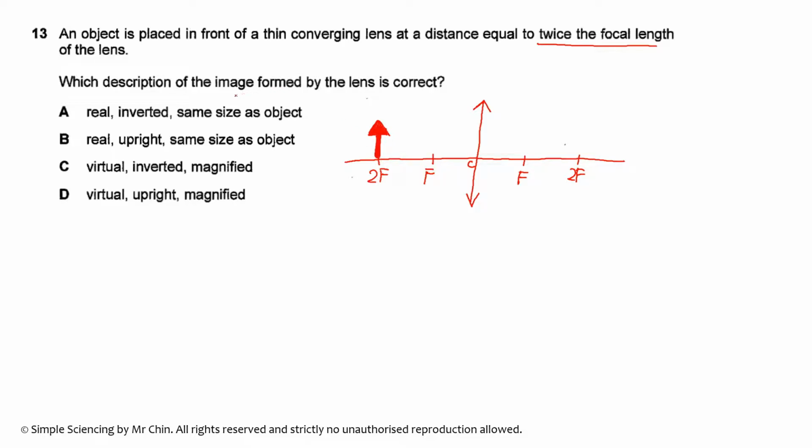So they ask you which description of the image formed by the lens is correct. By drawing the light ray diagram, you'll pass by the focal length here, and lastly you can pass by this part. Something like that. It's not accurate, but it's actually pointing downwards, and it should meet at this point. Please refer to the diagram. So after drawing the diagram, you will realize that the image is of the same size. It is real because it is on this side of the thin converging lens, and it is inverted. So the answer is A.